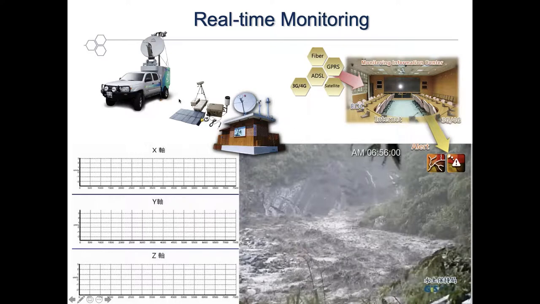In Taiwan, we developed a mobile vehicle: a four-wheel drive truck carrying facilities on the back, with a power generator and also a satellite dish to use satellite communication. Because during the typhoon season in Taiwan there is very, very high precipitation, the only communication that works is satellite communication. So that's the only way. We have a satellite dish for the mobile system and also on the permanent station. All the sensors send all the information directly to a monitoring information center.